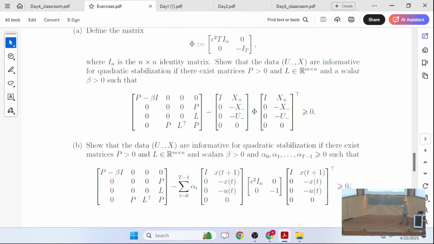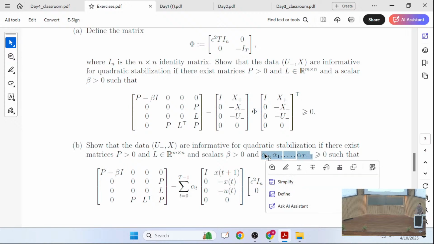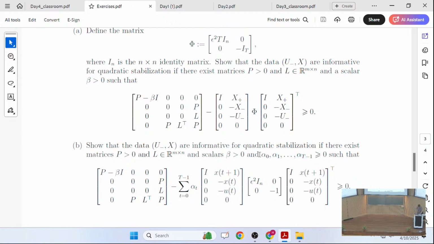So what is different from the lecture and this other noise model? Well, you see here that instead of having a single scalar alpha, we now introduce T of these scalars: alpha 0, alpha 1, up to alpha T minus 1, all non-negative, such that this matrix inequality holds. Right. So let's try to see why this is indeed true.